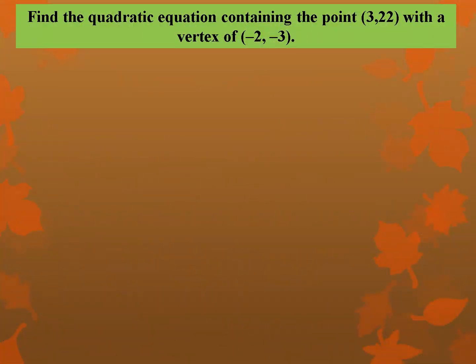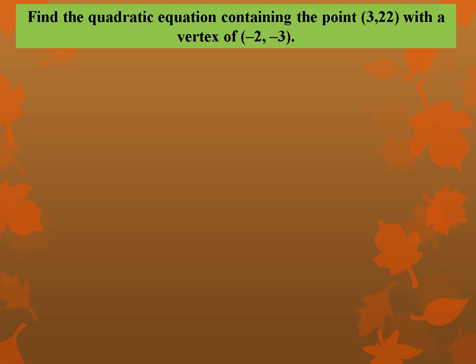Okay, next example. Let's look at this. It says find the quadratic equation containing the point (3, 22) with a vertex of (-2, -3). Now, if you remember, we did a problem just like this back in 4.1. But instead of giving us a, they gave us a point. It was where they gave us the vertex and the x-intercept, okay? So we've done this before.